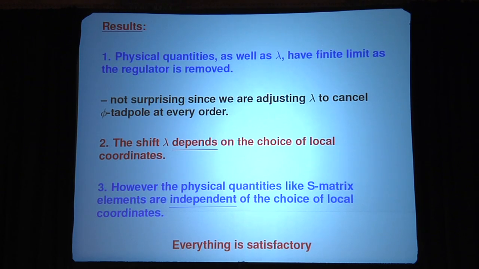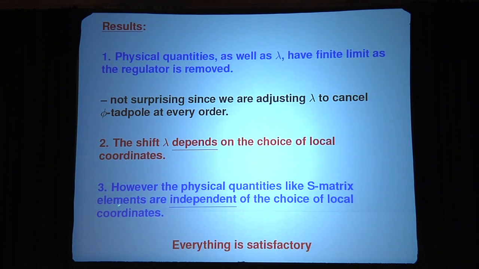The second result that one finds is that the shift lambda that we get from this computation depends on the choice of local coordinates. So, if you use a different set of local coordinates to do this computation, you get a different shift. However, what one finds also is that the physical quantities like the S matrix elements are in fact independent of the choice of local coordinates.